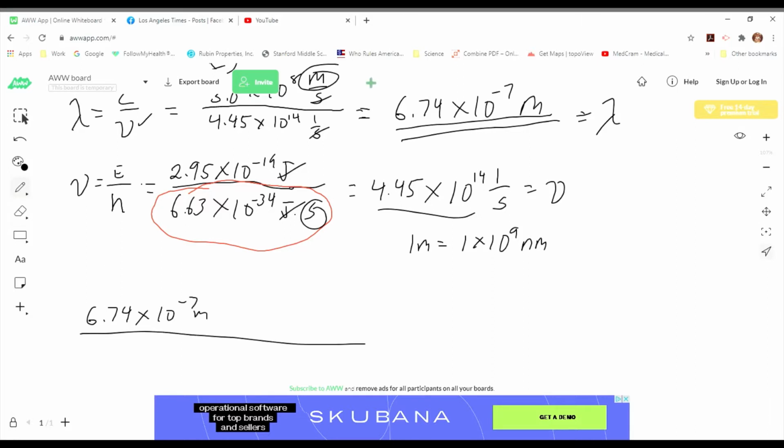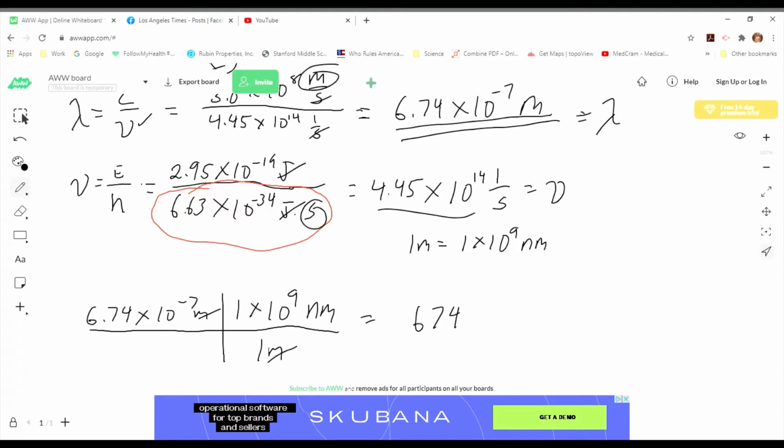Then I do the conversion factor. 6.74 times 10 to the minus 7. I want my meters to cancel out, so I'm going to put my 1 meter on the bottom. Then I want nanometers to remain, so I'll put 1 times 10 to the 9th nanometers on top. Meters cancel. And if I take 6.74 times 10 to the negative 7th, multiply by 1 times 10 to the 9th, what I get is 674. And the units are nanometers.